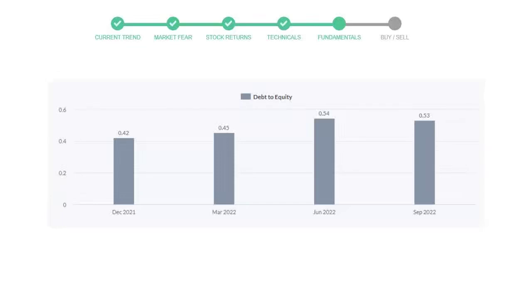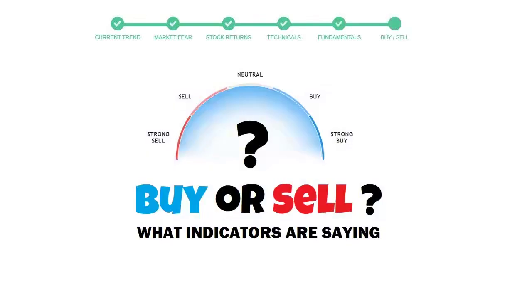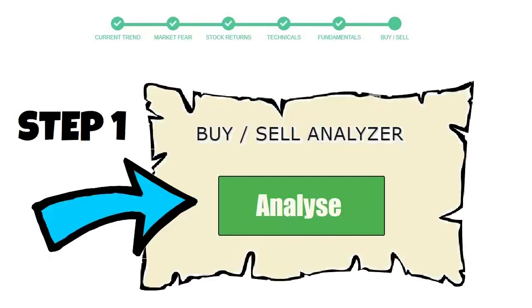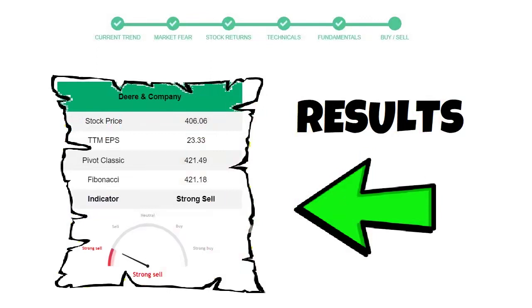To see today's buy or sell decision of the stock, we will use the buy-sell indicator webpage. Just press the Analyze button on the page, and it will calculate all indicators and display today's buy or sell decision for this stock. I am putting up the link in the description box.